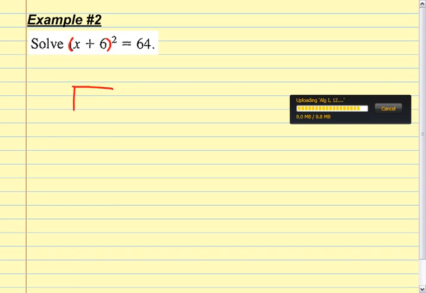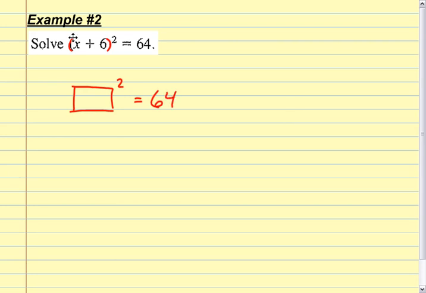Now, let's say that I don't know what's in that box. Okay? How do I solve this thing? What would I need to do? I'm going to square root both sides. This side and that side.